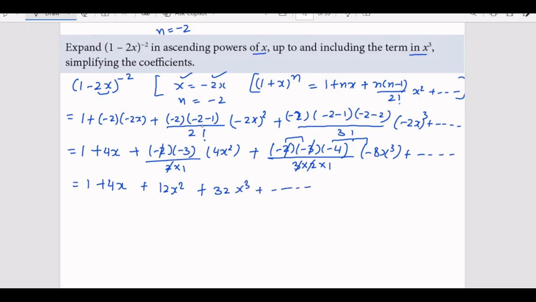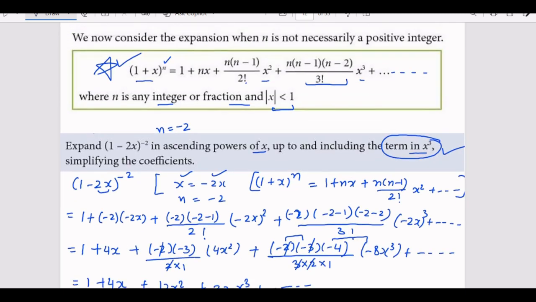Now the question is, expand this in ascending powers of x up to and including the term. We need to expand it until x power 3. This is how you will be given conditions, because otherwise there is no end of this expansion. So he told us to do it until x power 3, so we have done it until x power 3.